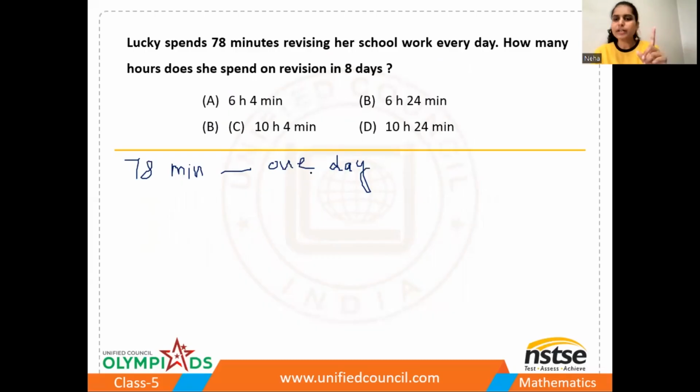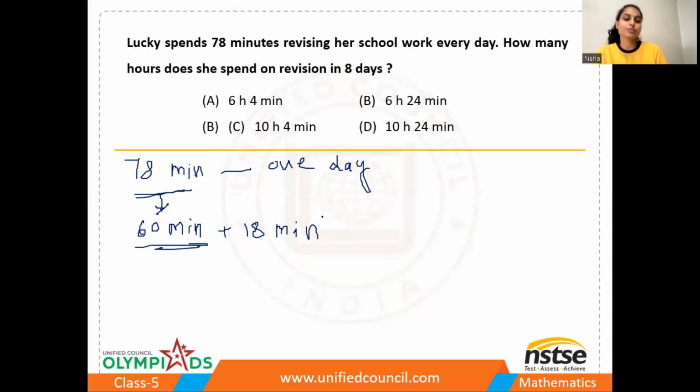Okay, so in one day she spent 78 minutes, right? So in 8 days, how many minutes will she do the revision? Okay, so 78 minutes. Can I write it like 60 minutes plus 18 minutes? I can write it like this: 60 minutes, 18 minutes. Okay, so 60 minutes is what? This is 1 hour, right? So this is 1 hour and 18 minutes. Yeah, this is the time for one day.